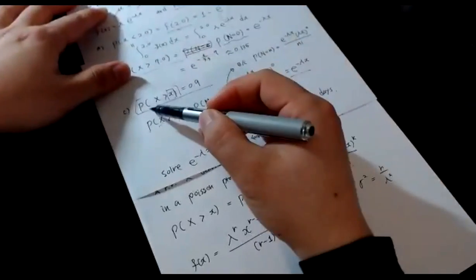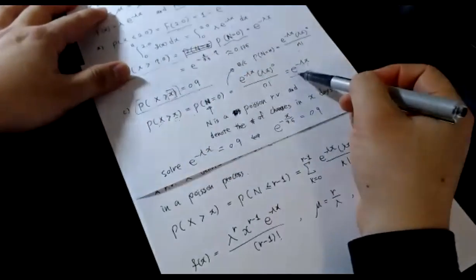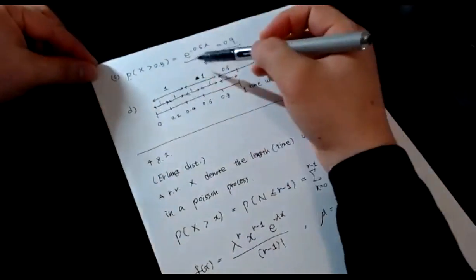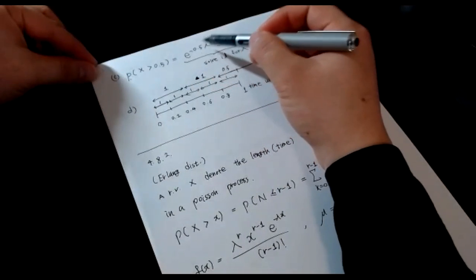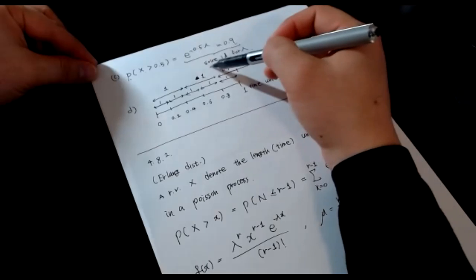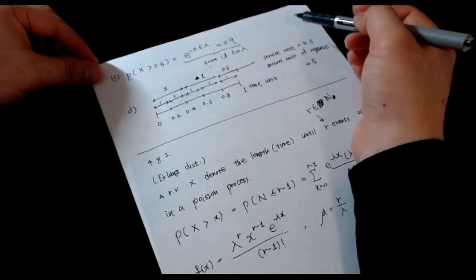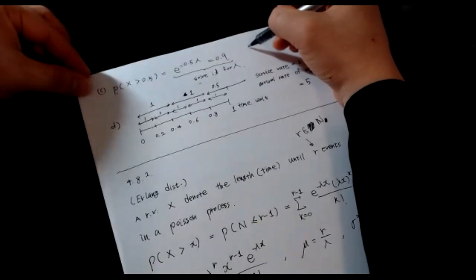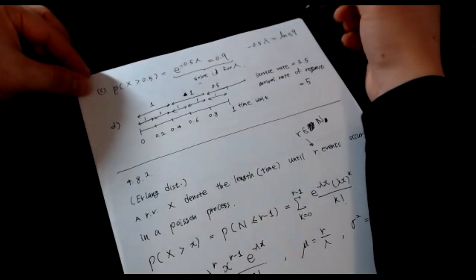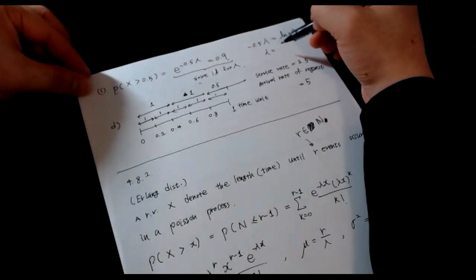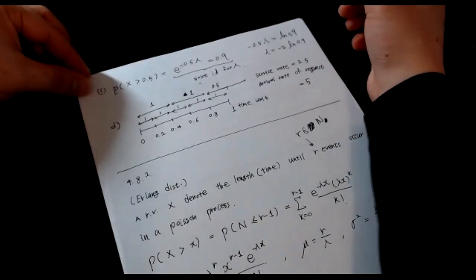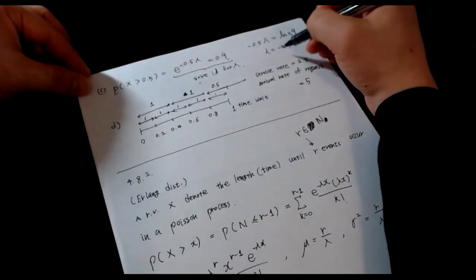E to the negative lambda x, right? So the probability that x is greater than 0.5 is equal to e to the negative lambda times 0.5, which is equal to 0.9. So we solve for lambda. Negative 0.5 lambda is equal to natural log 0.9. So lambda is equal to negative 2 times natural log 0.9, which is approximately 0.211.